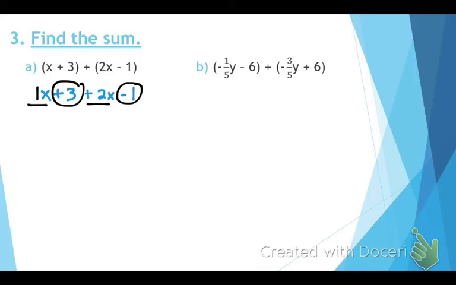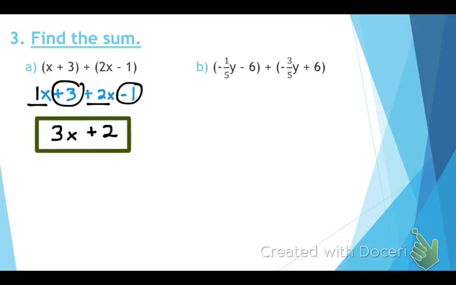Guys, what's 1x plus 2x? 3x. And what is 3 minus 1? Positive 2. Okay, take the sign of the larger number, guys. That's just a simple one, 3 minus 1. Off we go on to the next one.